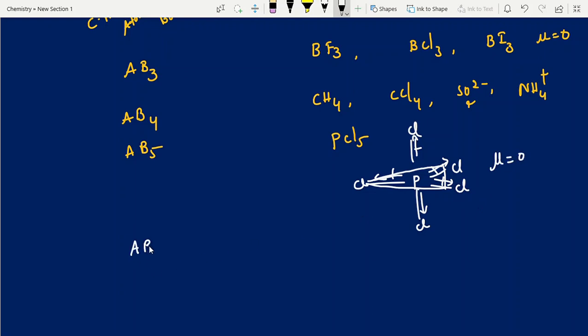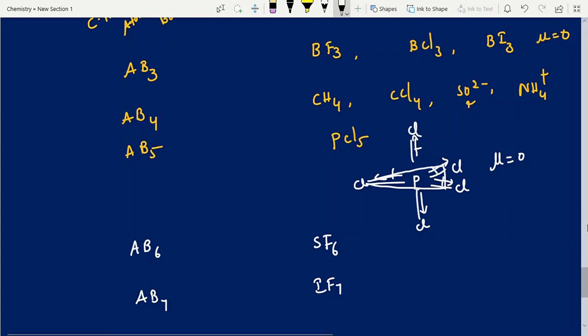Next AB6, which means SF6, octahedral shape. We have already discussed hybridization, their shapes and all, so here I am giving questions directly. AB7 means molecules like IF7, dipole moment is zero. So the majority of the examples are covered, and here is another example which is frequently asked in exams.